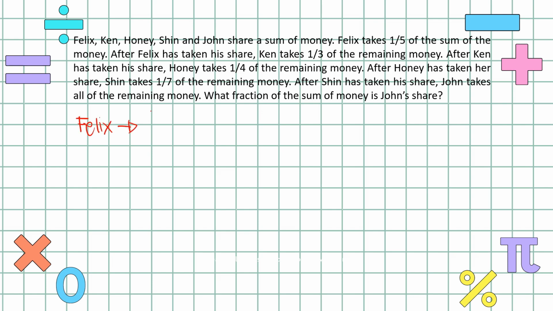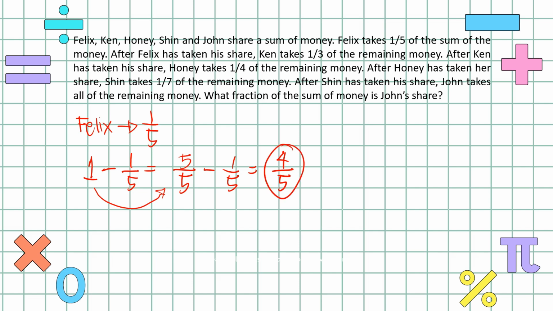He took 1/5 of the sum of the money, which will be represented by 1. Why 1? Because this is the whole thing that we consider in this problem. So we represent it by 1 whole. And from that 1 whole, we will be taking 1/5. So the fraction left for the remaining money will be 1, converted into 5/5, still 1, so that our fractions will be similar. And 5 minus 1 is 4. We'll have 4/5 as our fraction to represent the remaining money.